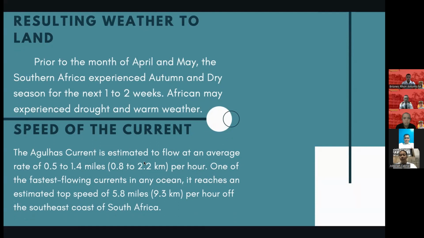And about the speed of the said current, the Agulhas Current is estimated to flow at an average rate of 0.5 to 1.4 miles, which is 0.8 to 2.2 km per hour. One of the fastest flowing currents in the ocean, it reaches an estimated top speed of 5.8 miles or 9.3 km per hour off the southeast coast of South Africa.